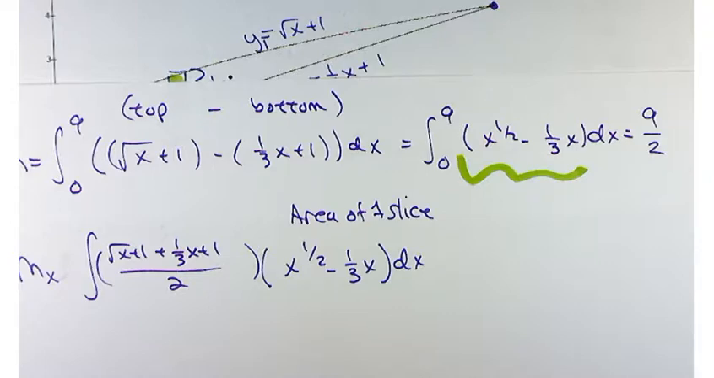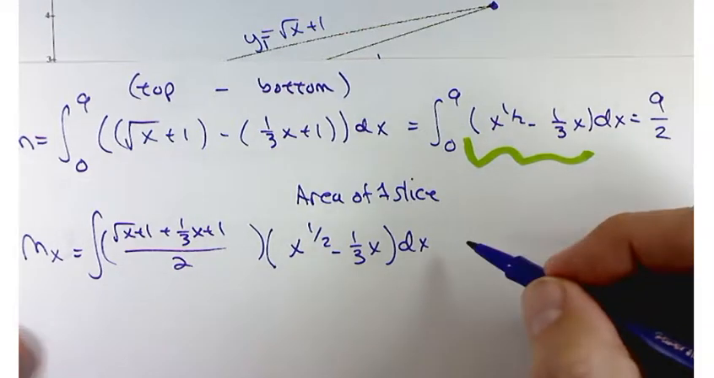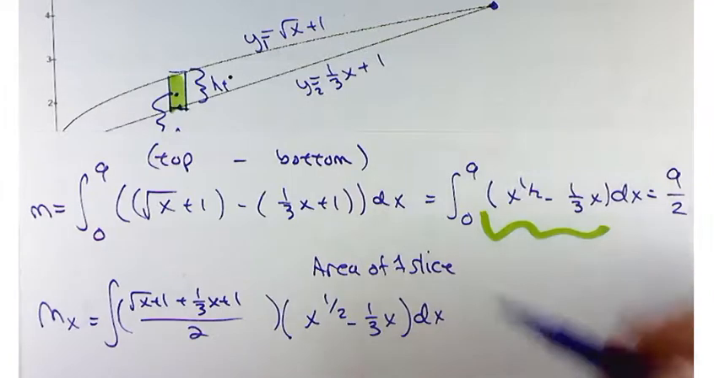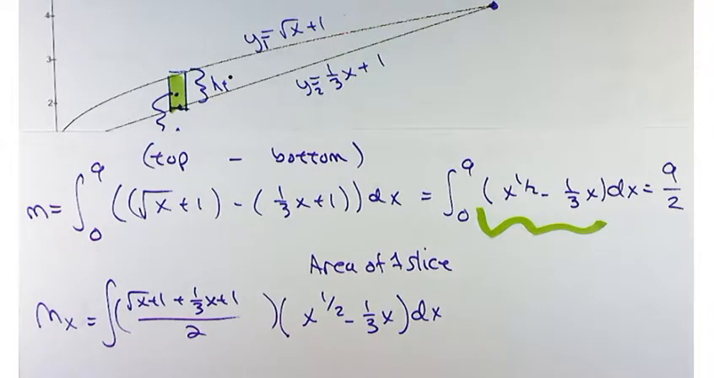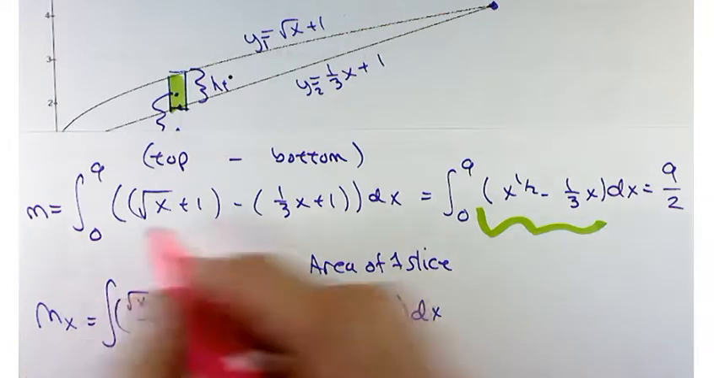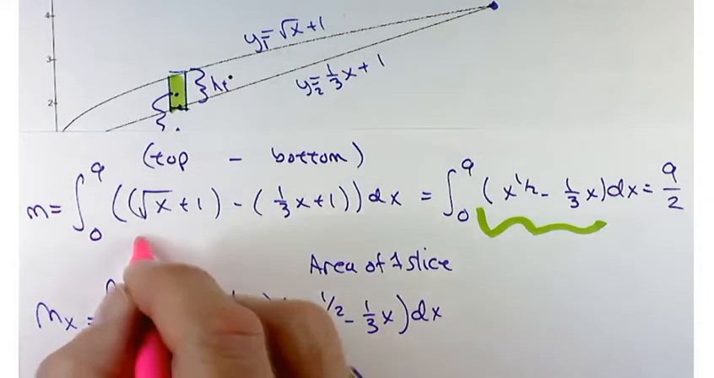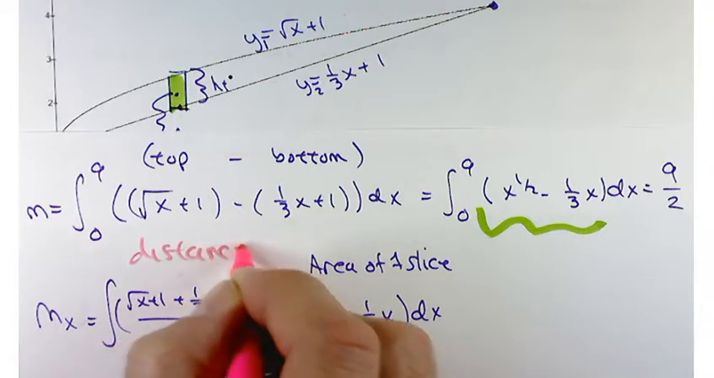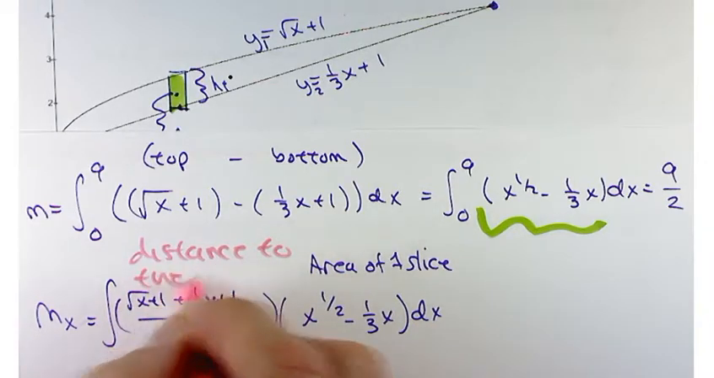This one gets really messy, which is probably an understatement. Let's come back to this one in a little while. The important thing is that you get the setup here. So area of one slice, and then this is the distance to the x-axis.